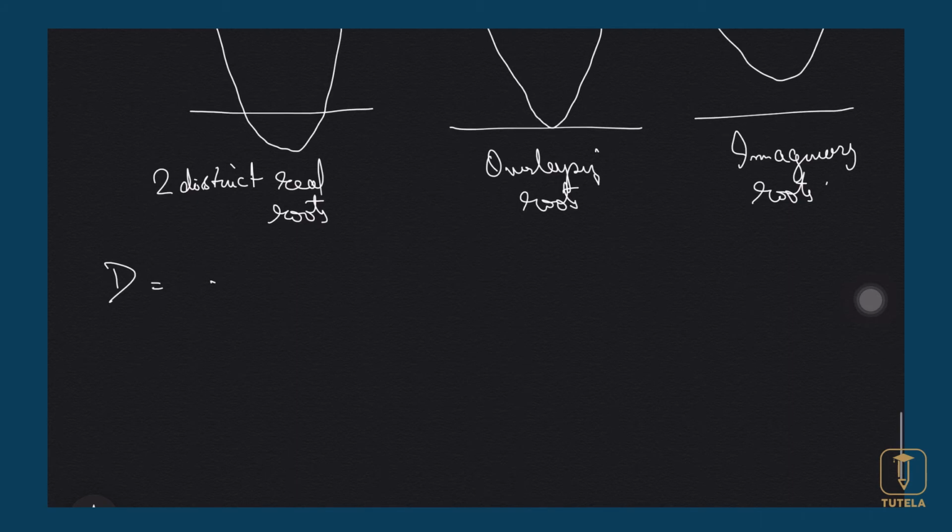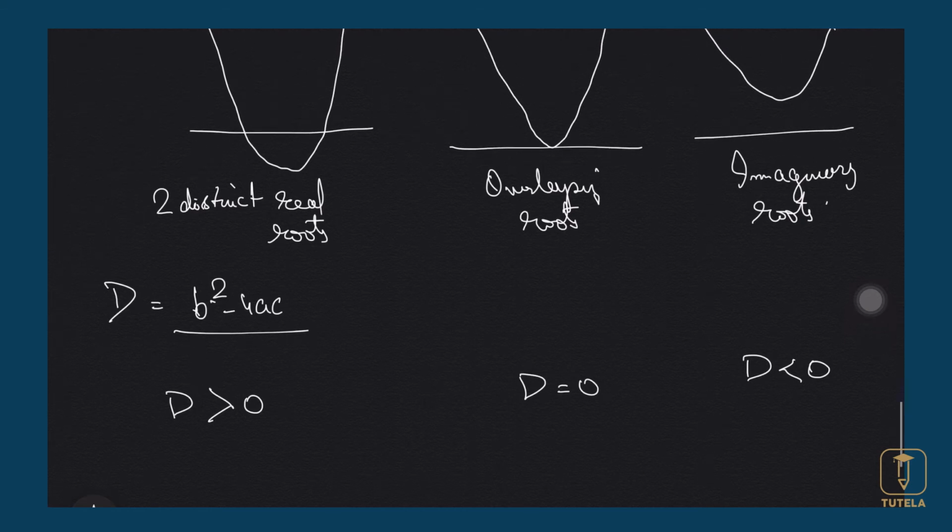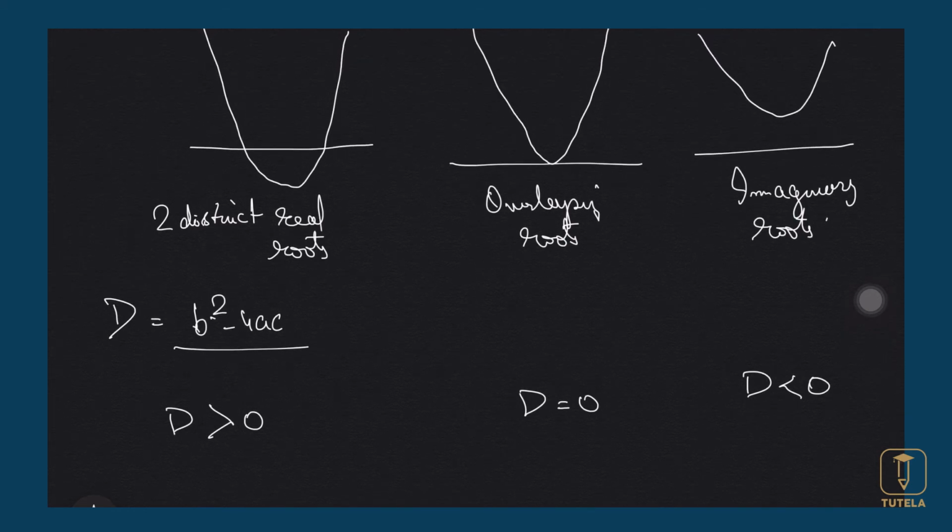In the quadratic formula, if you remember, the part b square minus 4ac represents the discriminant. If the discriminant is positive, we get two distinct real roots. If the discriminant is equal to zero, we get overlapping roots. If the discriminant is negative, the root under b square minus 4ac will be undefined because there is no defined value for root under a negative quantity, and hence there will not be any intersection with the x-axis and there will not be any real roots.